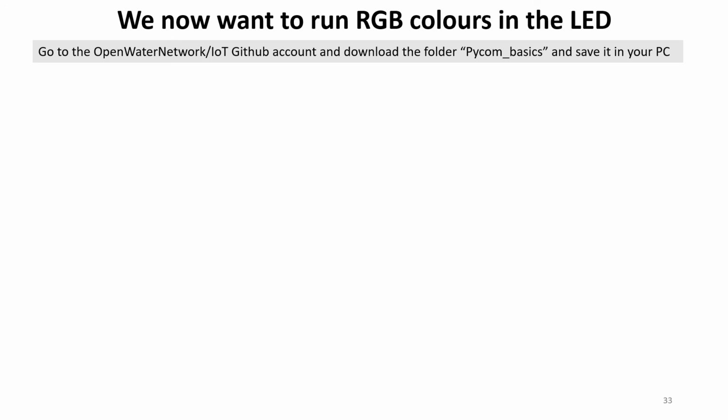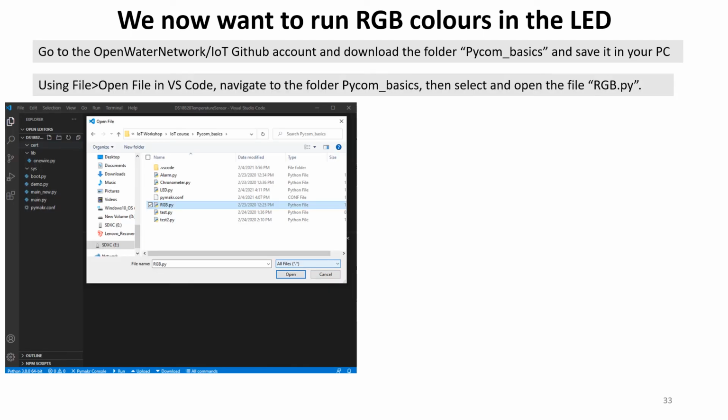So by this level, you have downloaded the file PyCom Basics and saved it in your PC. You may have downloaded it from our GitHub account, or you may have received it from a different source. But what's important is that you have the PyCom folder saved into your PC. Now, open Visual Studio Code and navigate to the folder PyCom Basics where you have saved it. And then select and open the file rgb.py.